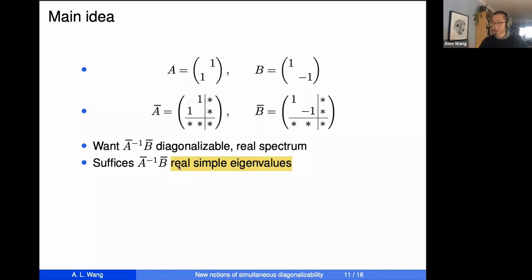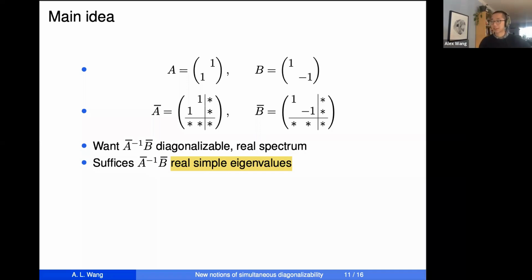So now I want it to have real simple eigenvalues. The way you should parse this is that I want it to have real eigenvalues which are all simple. I'm not saying it needs to be easily understandable or something like that. The fact that I'm using here is that if a matrix has simple eigenvalues, then it is automatically diagonalizable.